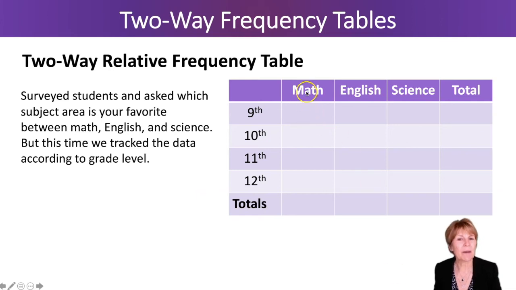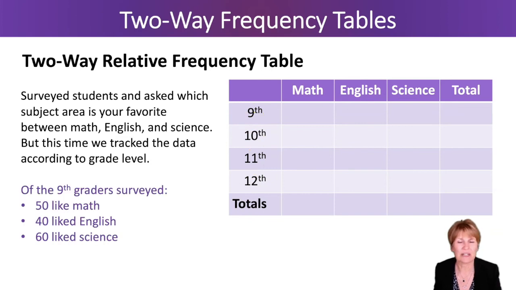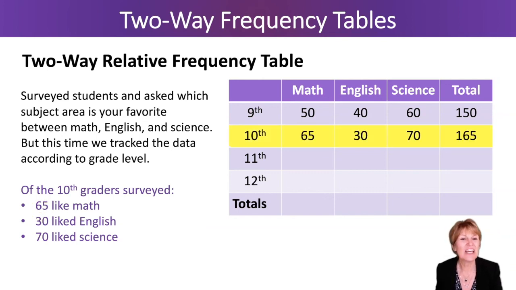So we're asking about math, English, and science, and we're asking the different grade levels separately. So we're going to list them all here. Now let's start filling in our table. First, we surveyed our 9th graders, 50 like math, 40 like English, 60 like science. So go ahead and fill that data in, and you can total that row. For our 10th graders surveyed, we had this information: 65 like math, 30 like English, 70 like science. So we can fill that data into our table.